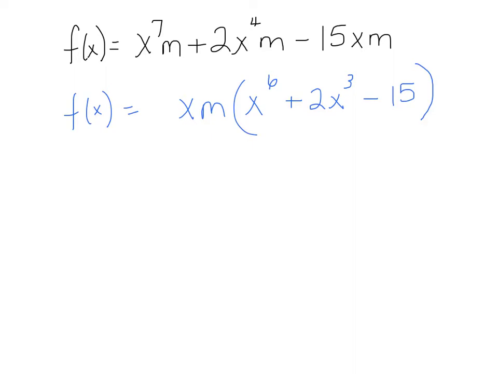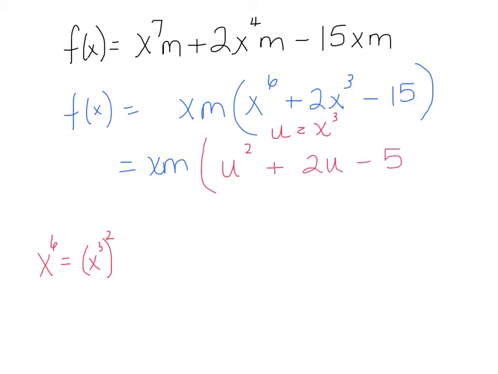It's also a quadratic, a form of a quadratic. So I'm just going to carry this xm down. And what I want you to see, if I can write it somewhere over here, is that x to the sixth is the same thing as x to the third squared, right? So if we did one of those u substitution things, and we said that u is equal to x to the third, then this would be u squared plus 2u minus 15. Okay? Because, once again, u is x to the third, right?